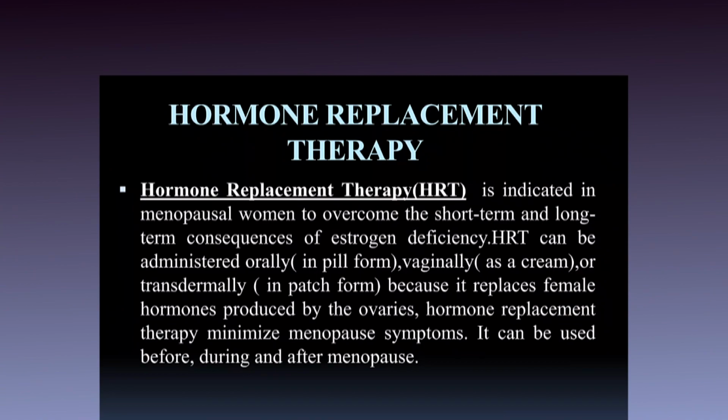It is indicated in menopausal women to overcome the short-term and long-term consequences of estrogen deficiency. It can be administered orally or transdermally in the form of a patch because it replaces female hormone produced by the ovaries. Hormone replacement therapy minimizes menopausal symptoms. It can be used before, during, and after menopause.